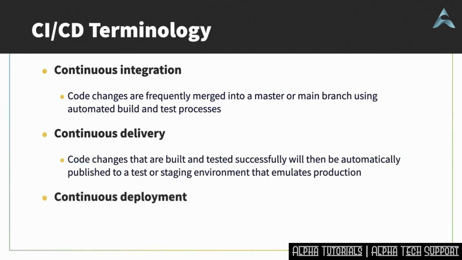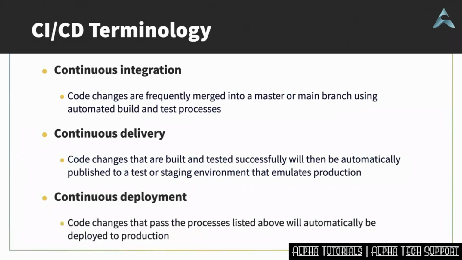Continuous deployment goes a little bit beyond that. Those code changes that have passed all the processes listed above can now be automatically deployed into production. And this is the magic word here: automatically deployed to production. The automatic part is really important.